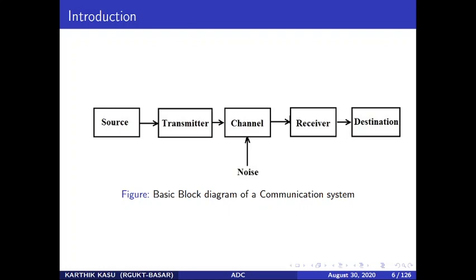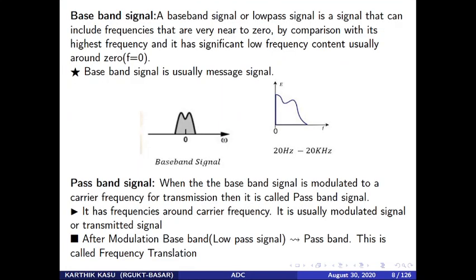So I told you just now what a modulation is. It is nothing but translating a baseband signal to a passband signal. Otherwise, this is something called frequency translation. So if you do modulation, frequency will be translated. What do you mean by frequency translation? Low frequency will be translated to higher frequencies. That is the simple meaning of frequency translation. Otherwise, if you do modulation, this baseband signal will become a passband signal.